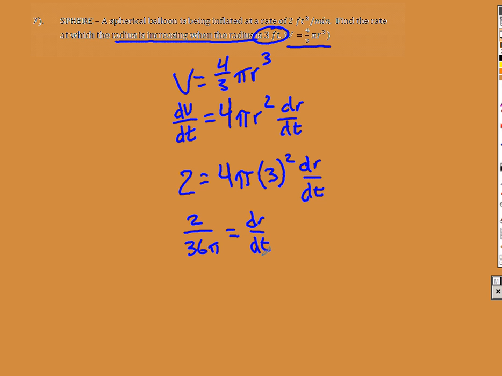Again, rate over time, or radius over time. That means that we're going to have my units as feet per minute equals dr/dt. And I can simplify this, 2 over 36 pi, 1 over 18 pi.